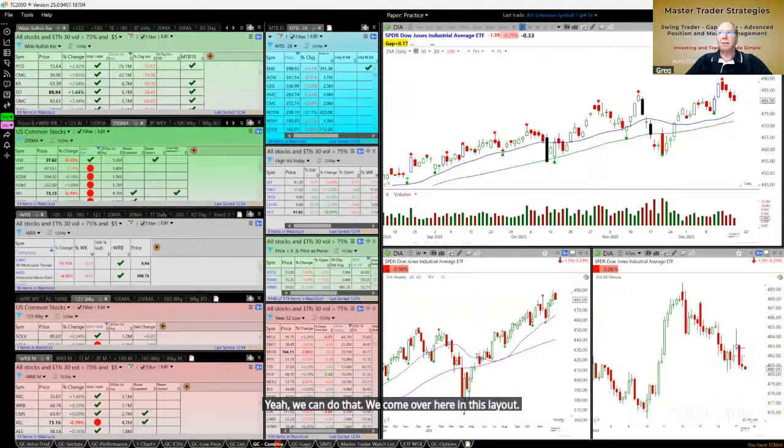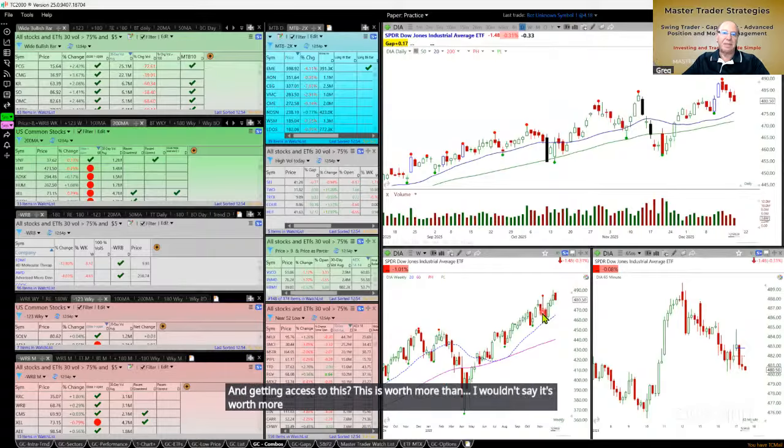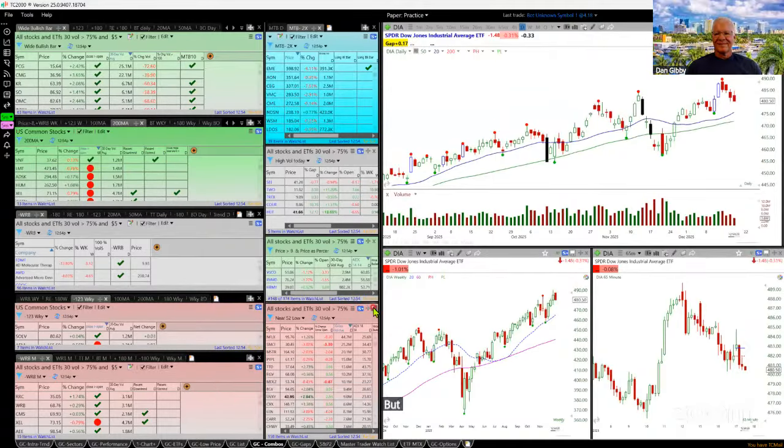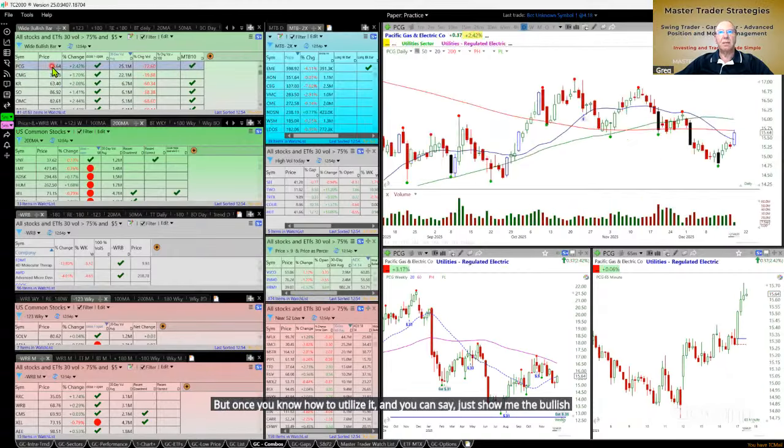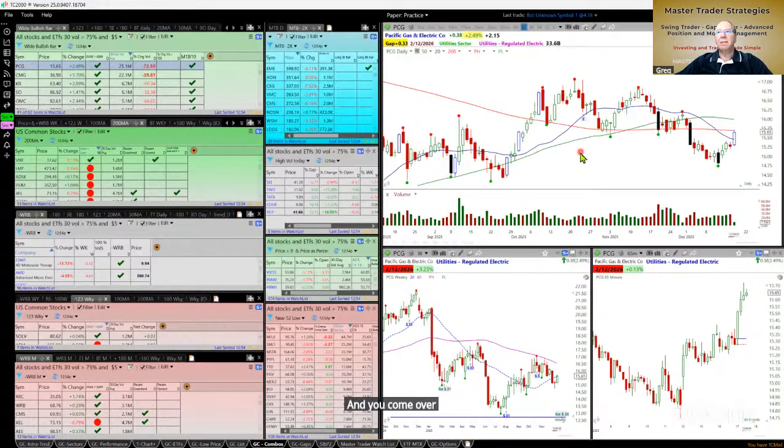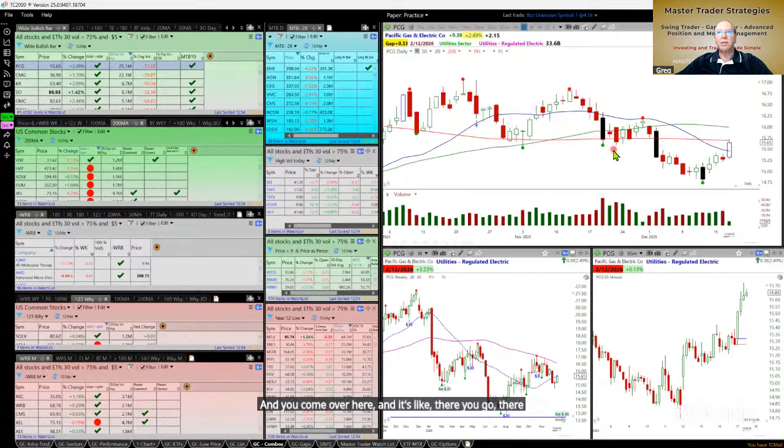I mean, look, you're paying $600 for a course and getting access to this. I wouldn't say it's worth more than the course, because this is like buying a gun and you don't know which way to point it. But once you know how to utilize it, you can say, just show me the bullish wide range bars. And you come over here and it's like, there you go. There's a bullish wide range bar.